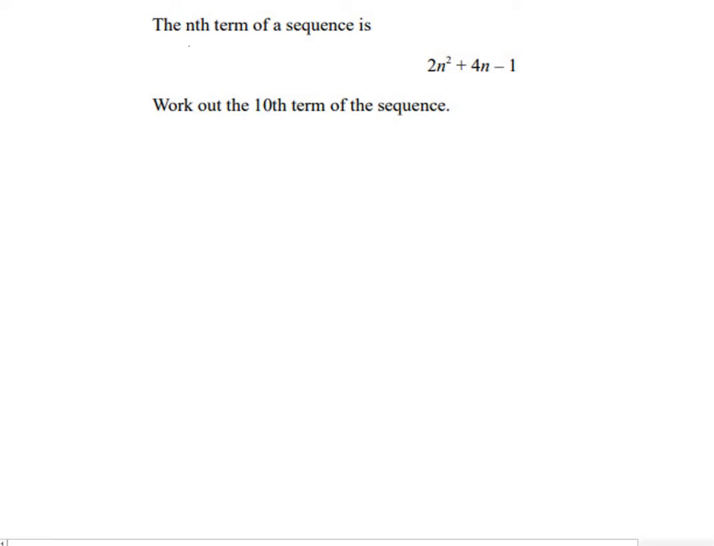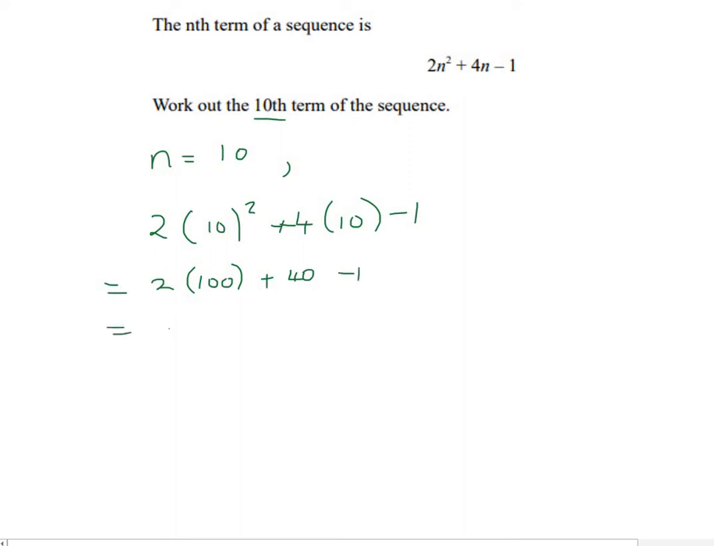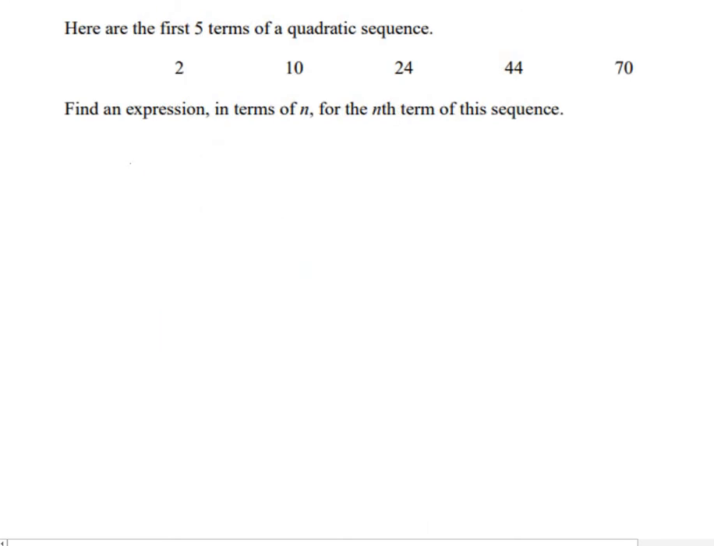Right, our first question, the nth term of a sequence is 2n squared plus 4n minus 1. Work out the 10th term of the sequence. Now, this should be screaming out to you, just put n equals 10. And we will get 2 times 10 squared plus 4 times 10 minus 1. Right, and this equals, well, 10 squared is 100 plus 40 minus 1, which equals 239.